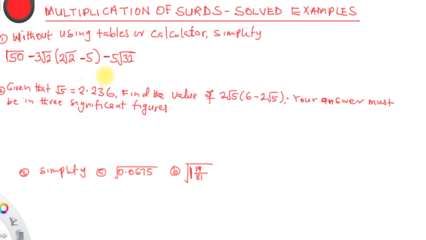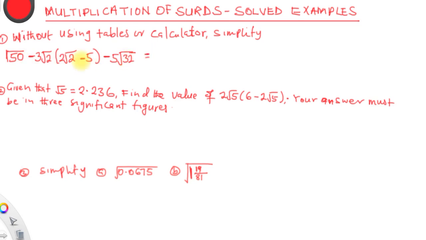Okay, so the first question says that without using tables or calculator, simplify square root of 50 minus 3 root 2 into bracket 2 root 2 minus 5 root 32. Yes, so we are supposed to simplify. So what do we get?